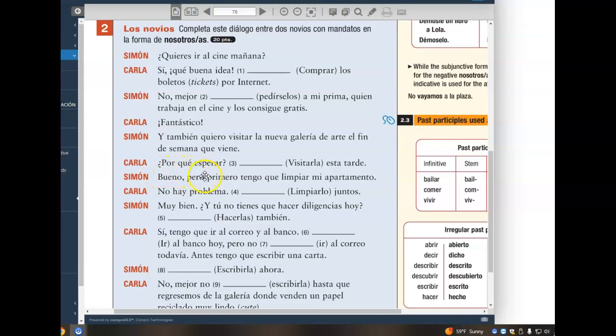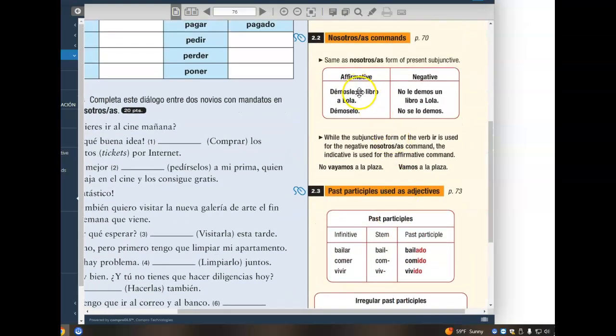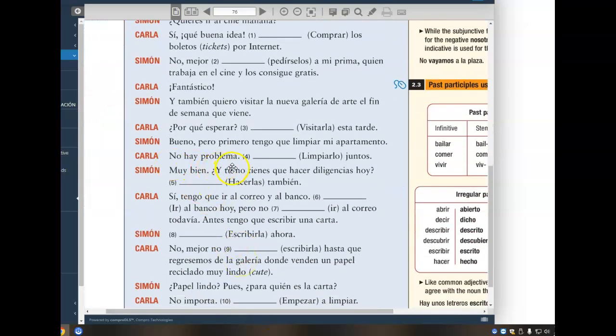Fantástico. ¿Por qué esperar? Visitémosla esta tarde. Again, if there's no, then it's an affirmative command, right? So affirmative commands, you want to have the pronouns connected at the very end. Negative commands, you want to have the pronouns, both direct and indirect, separated. And then the command would go last. No hay problema, no problem. Limpiémoslo juntos. ¿Y tú no tienes que hacer diligencias hoy? Hagámoslas también.